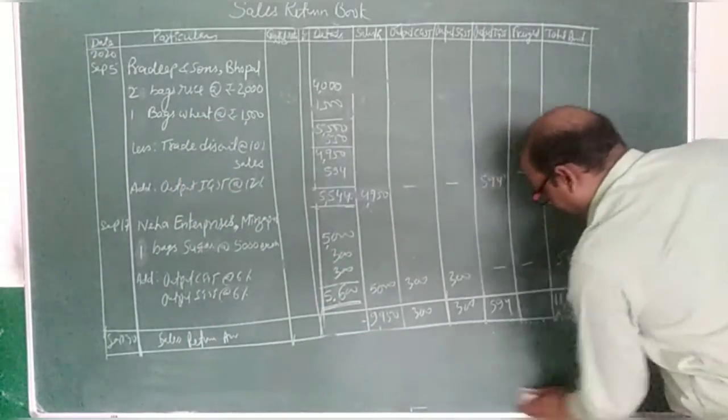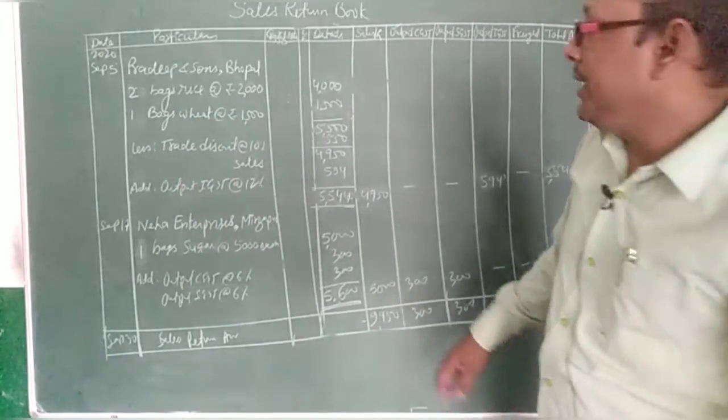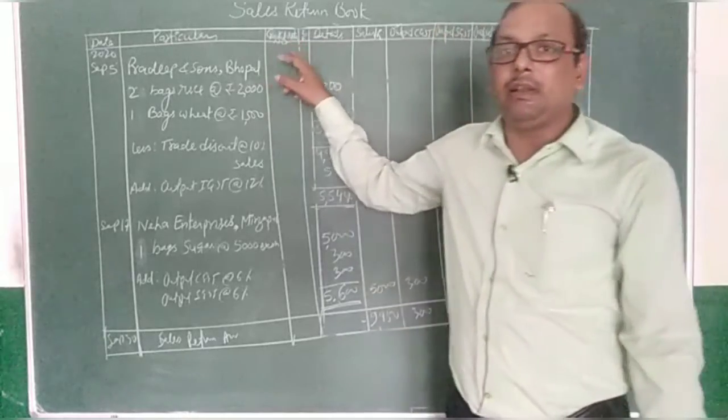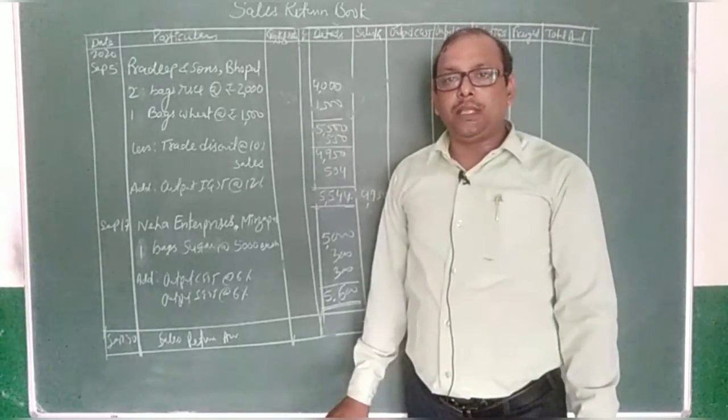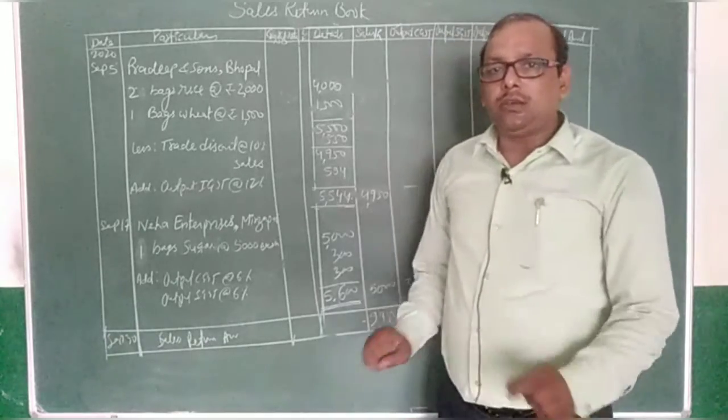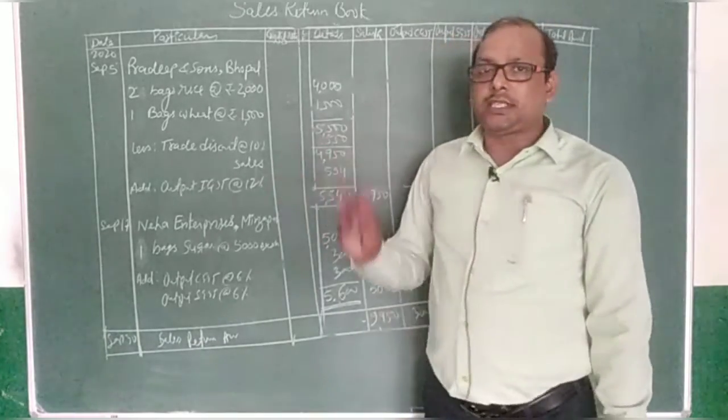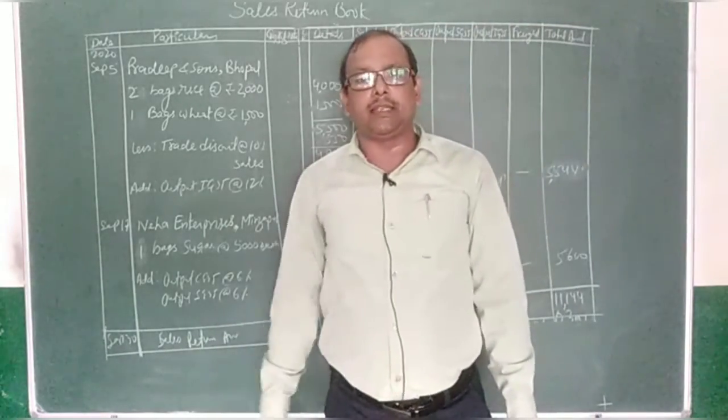And the purchase return book will also be the same, only in place of credit note number there will be debit note number. I hope that you have understood how to prepare purchase book, sales book, purchase return book, and sales return book.